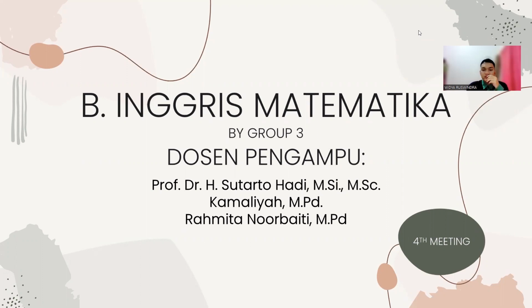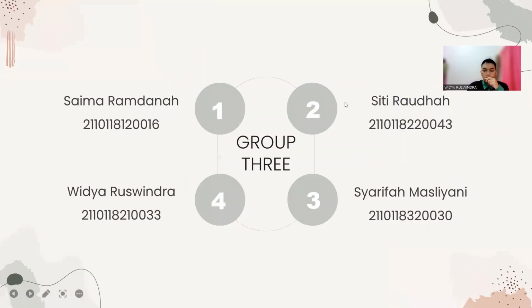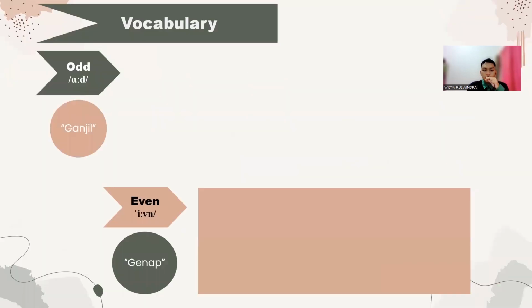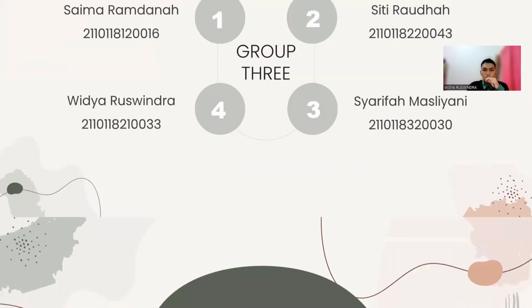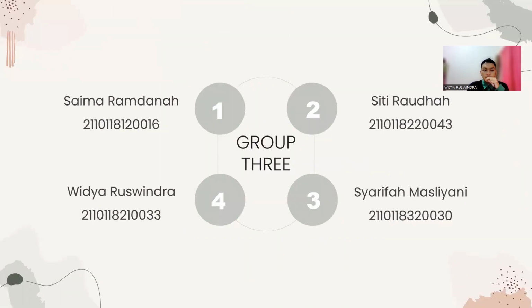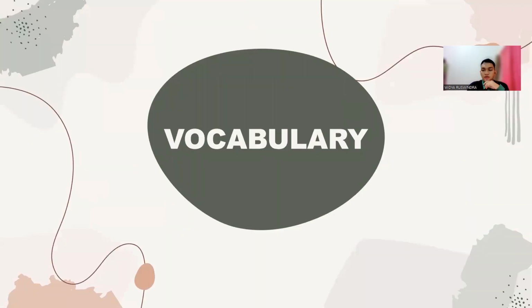My name is Ruswindra. I'm from Group 3. My student number is 2110118210033, and I will explain about vocabulary and some example questions.